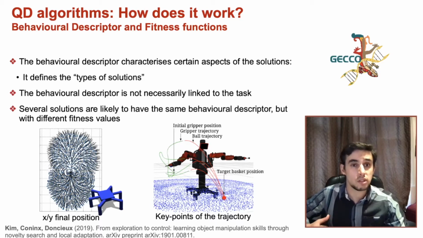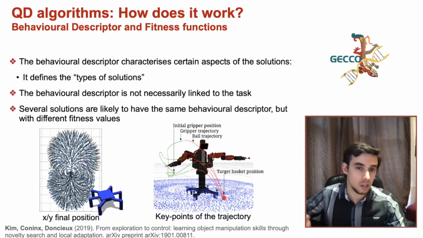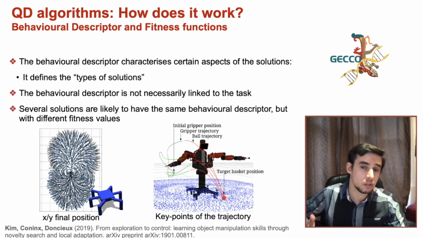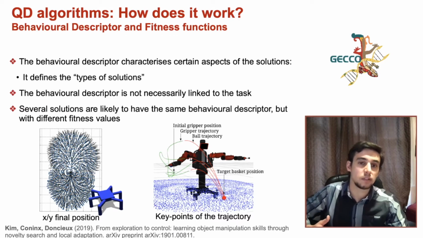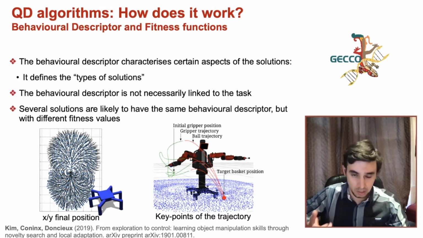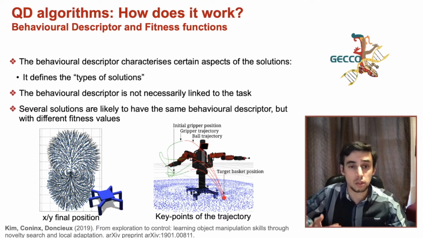The behavioral descriptor, on the other hand, aims at defining what type of solution this new candidate belongs to. And it's not necessarily linked directly to the task, like the fitness function. Sometimes we can have a behavior descriptor that will be orthogonal to the fitness function. Sometimes it will be more aligned. So that's the concept of alignment between the behavior descriptor and the fitness. And it's also very likely that multiple solutions will have the same behavior descriptor but not the same fitness value. And that's exactly in this case that we will use the fitness value to define which of those solutions we want to keep.